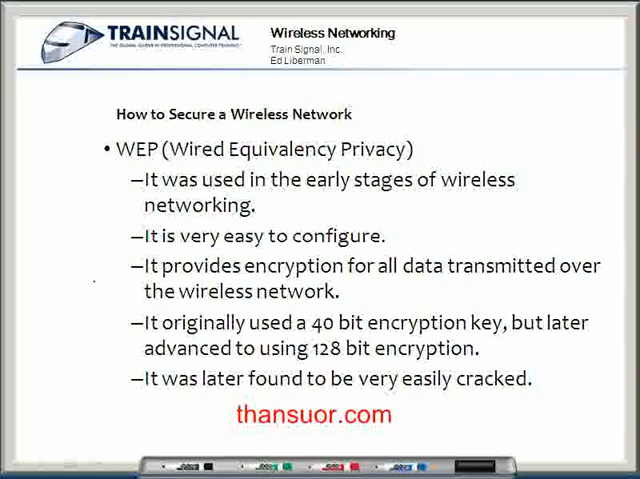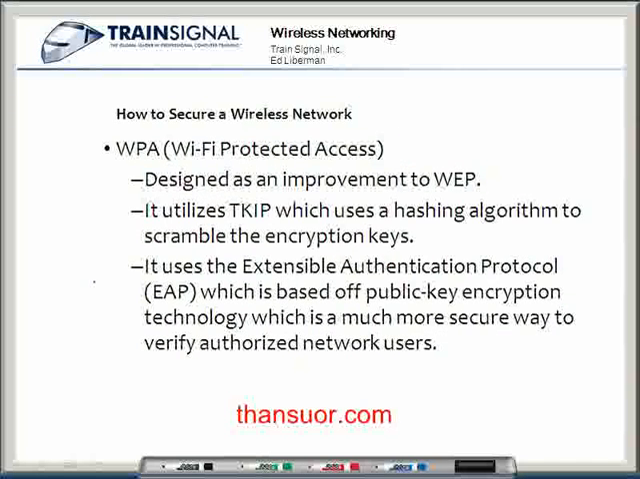You go out onto the internet, you do a Google search on how to crack WEP, and you will find all kinds of free tools that will come your way. So what we needed to do was move on to something a little bit better. And that something was something called WPA, which stands for Wi-Fi Protected Access. This was designed as an upgrade or an improvement to WEP.